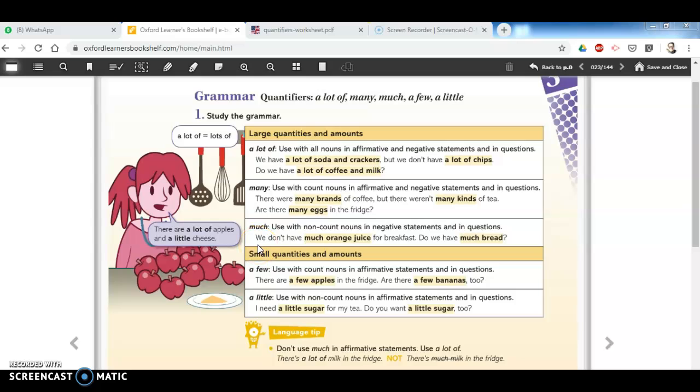Hello everybody. Today we're going to continue talking about quantifiers. We're going to introduce the use of a lot of, many, much, a few, a little. I'm going to pronounce it again so you can listen to the pronunciation. A lot of, many, much, a few, a little.